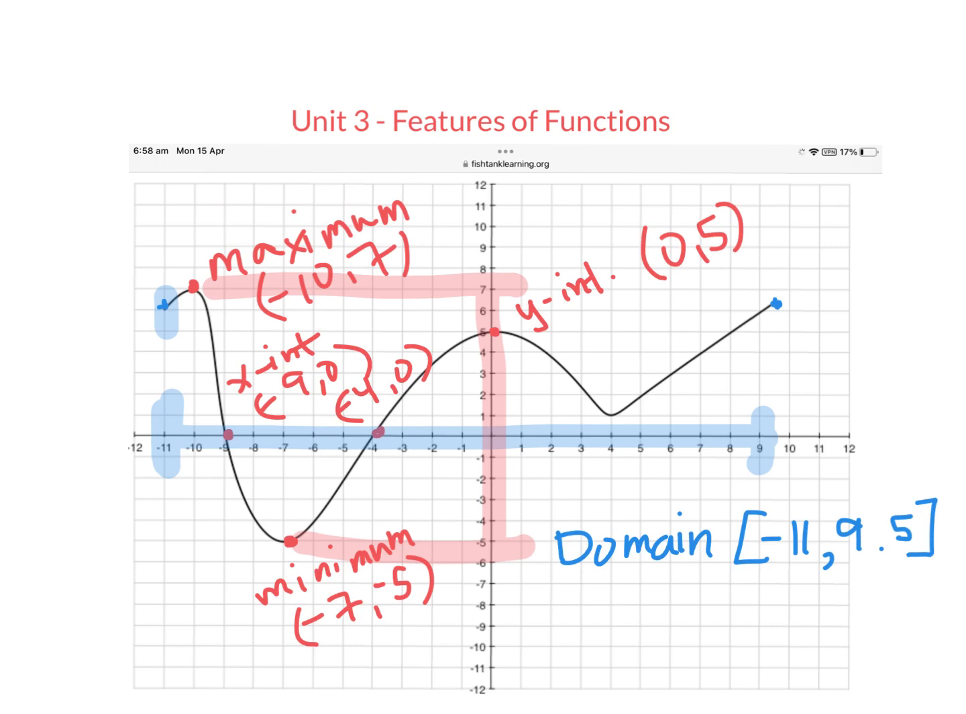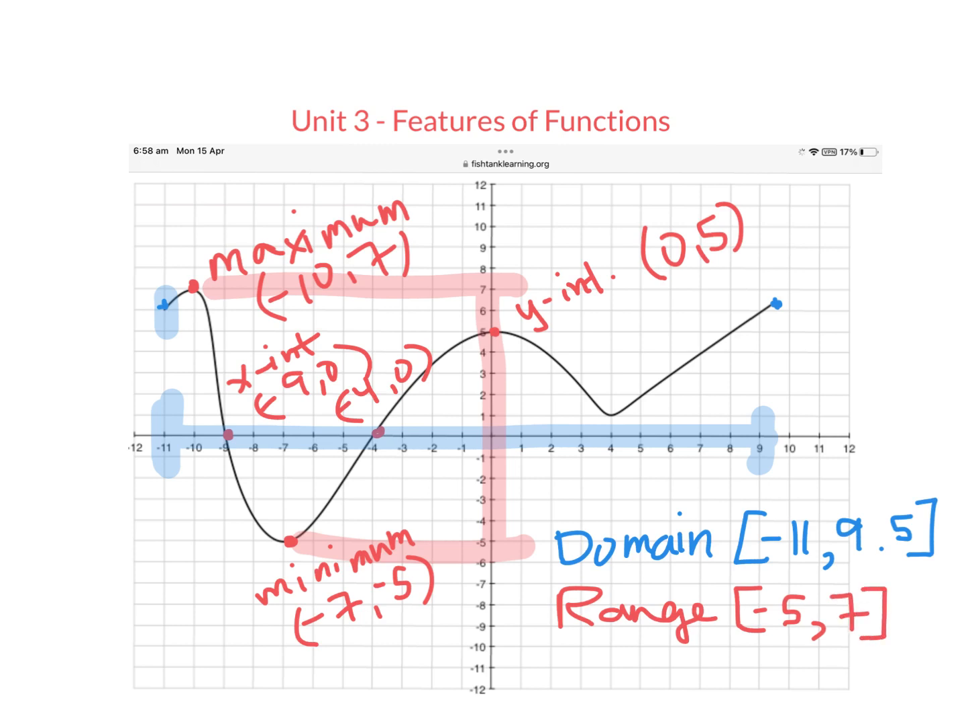So let's write that range. So range is all the y values that exist on the graph. And I'm going to do a square bracket because there's nothing below -5. And then all the way up to 7. Again with a square bracket.